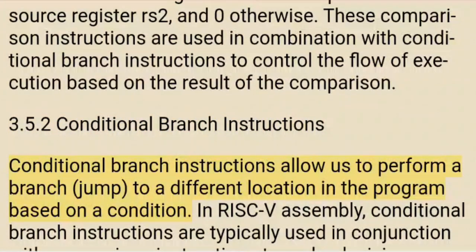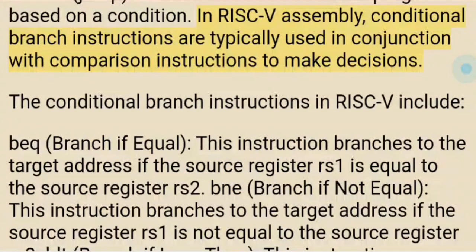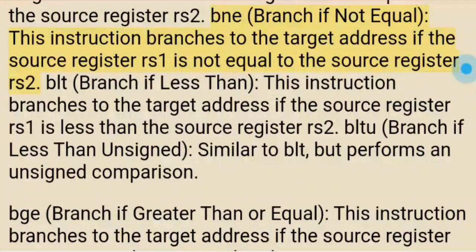Conditional branch instructions allow us to perform a branch, a jump to a different location in the program, based on a condition. In RISC-V assembly, conditional branch instructions are typically used in conjunction with comparison instructions to make decisions. The conditional branch instructions in RISC-V include BEQ, branch if equal. This instruction branches to the target address if the source register RS1 is equal to the source register RS2. BNE, branch if not equal.